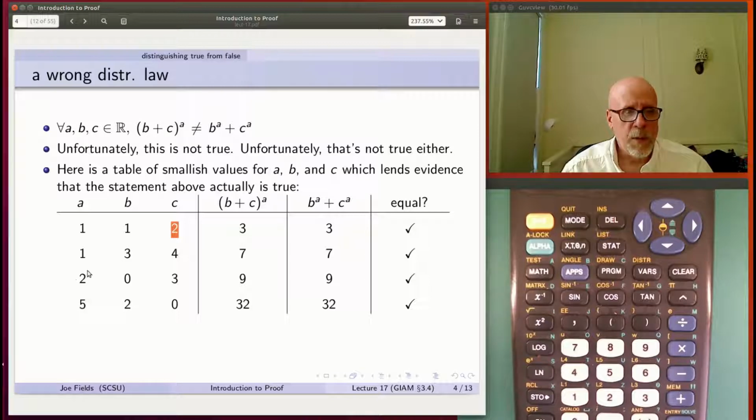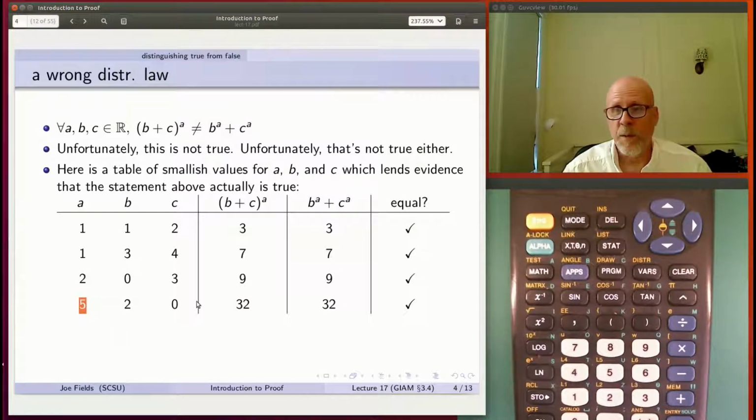What have we done in this next one? I bumped the power up because I felt like that was cheap to use a power of 1. Here's a power of 2. 0 and 3 are the numbers. So 0 squared is 0, 3 squared is 9. That's this 9 right here. And then if I add them first, 0 and 3 is 3, and I square that, I'll get 9, and that's that 9. And they're equal.